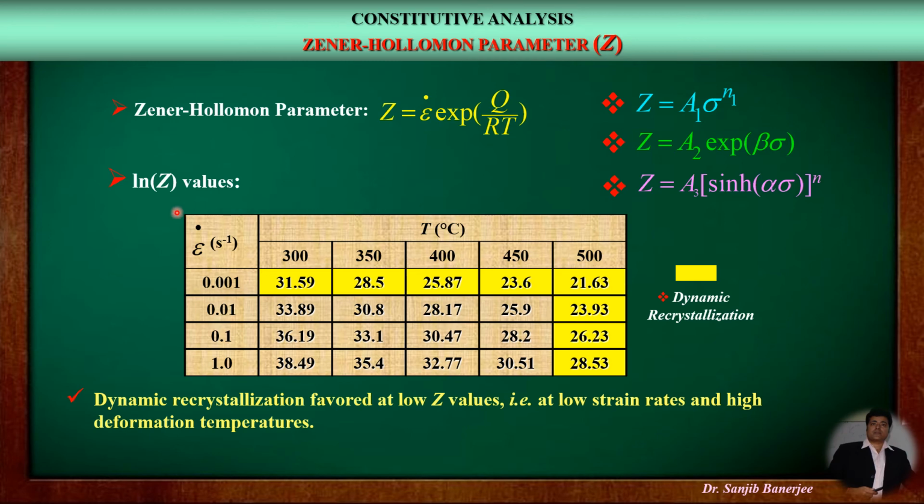In case of the present experimental results, here the log of Z values have been tabulated with respect to the different strain rate and temperature values. Here we see the cases of low strain rates and higher deformation temperatures have been highlighted, where the dynamic recrystallization will be favored. So this is one significance to evaluate the Zener-Holomon parameter Z, that is for the lower values of Z, the dynamic recrystallization or flow softening will be favored.